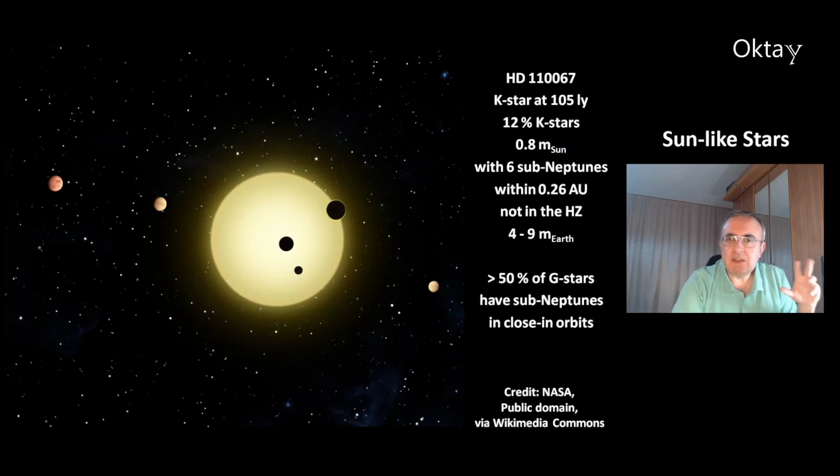This is another system that's not a G-star but a K-star, but it's not so different from the Sun. That's HD 110067 at 105 light years distance. 30% of all stars are K stars, a bit lighter than the G-type stars, the sun-like stars. The star is just 80% of the Sun's mass. It has 6 sub-Neptunes within 0.26 AU. So this means all these planets are not in the habitable zone, they are too close. They have a mass between 4 to 9 Earth masses. And what's interesting is that more than half of all G-stars, sun-like stars, have these kinds of planets, sub-Neptunes, in close-in orbits.